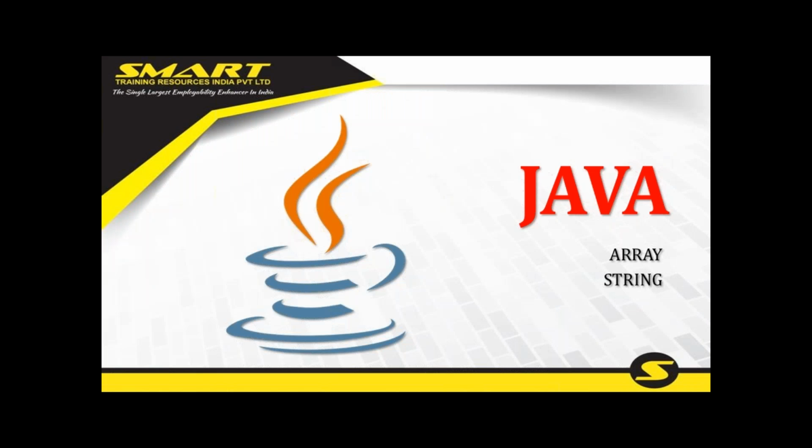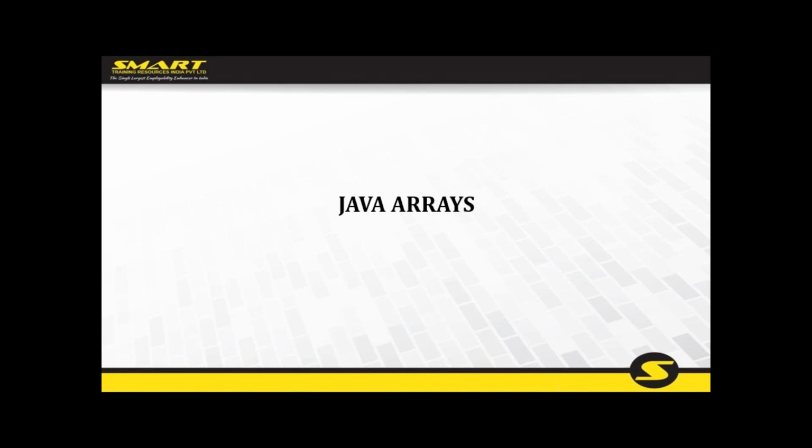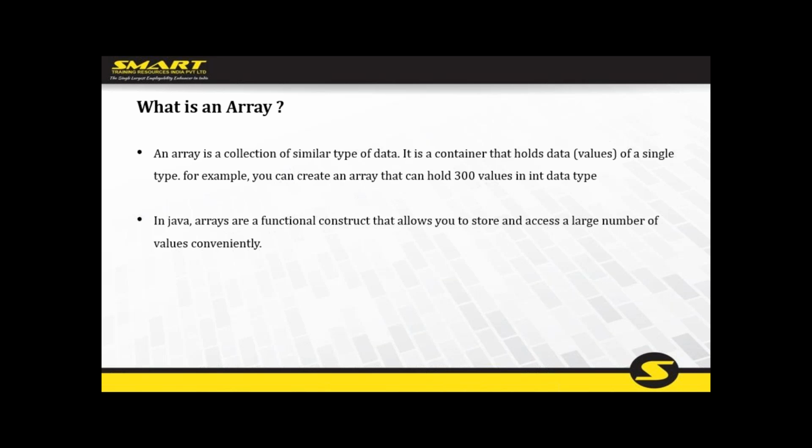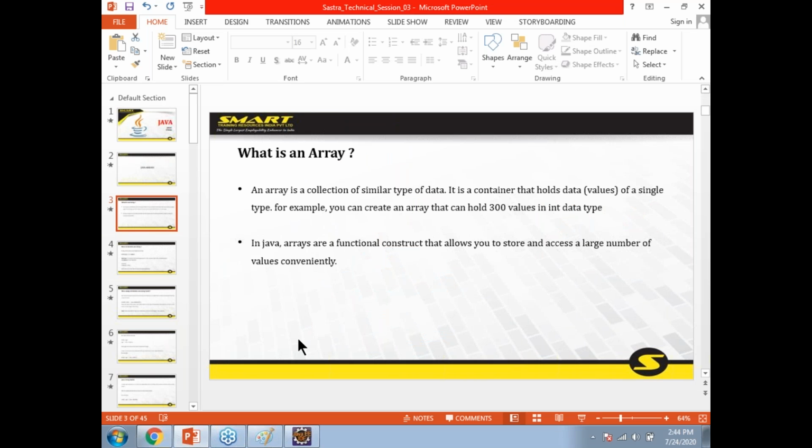Java arrays and strings. So first we'll see array. An array is a collection of similar type of data. It is a container that holds data of a single type. Okay, so we'll see an example.